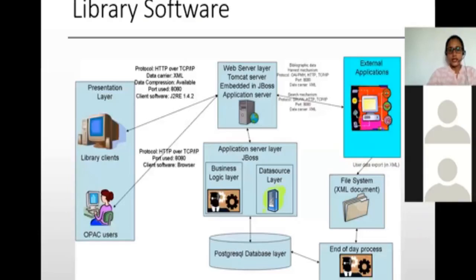So here, the library software. When it comes to the library software, see what exactly we need. We need some presentation layers. Architecturally, there are different layers in this particular software. The database is written separately, and some external applications, also some web server layers, and different users are there. So that is a very complex one, not like a simple program.